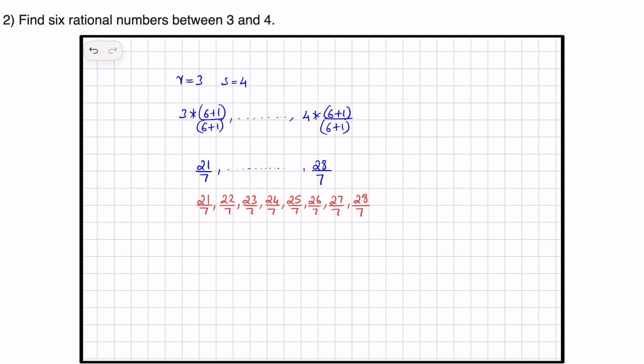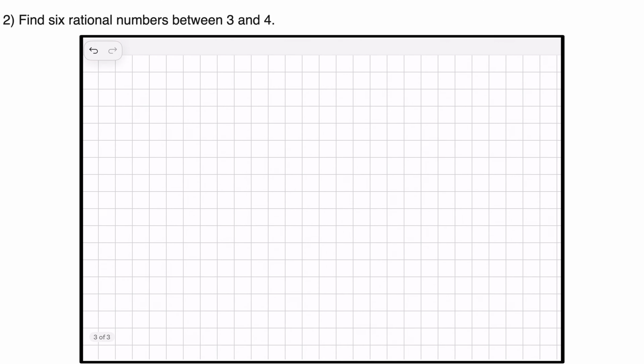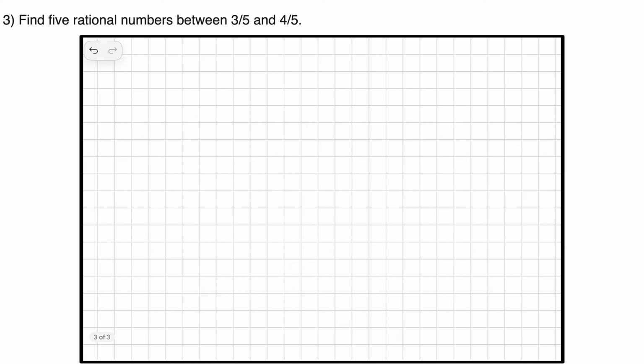Okay. So much faster than finding using r plus s by 2. We will have so many individual multiplications and calculations to be performed. This is a much faster way. Let's move to the next question. That is, find 5 rational numbers between 3 by 5 and 4 by 5.